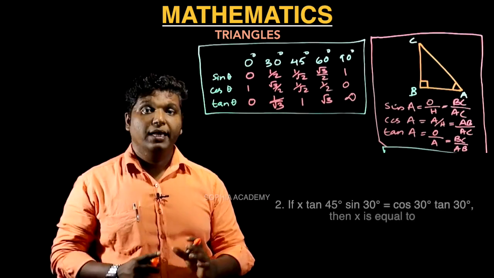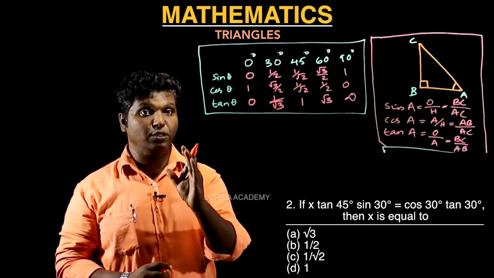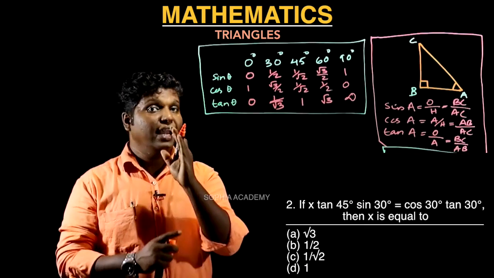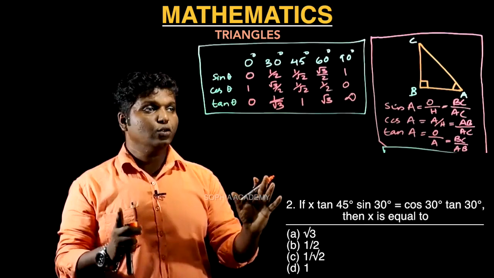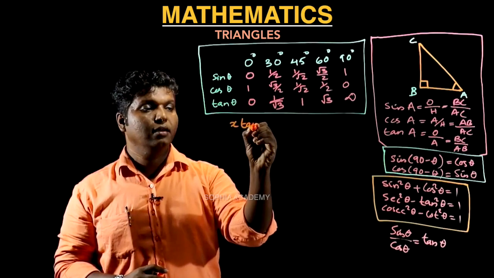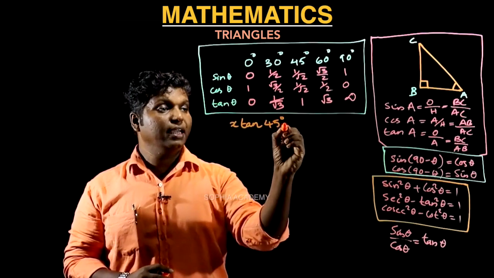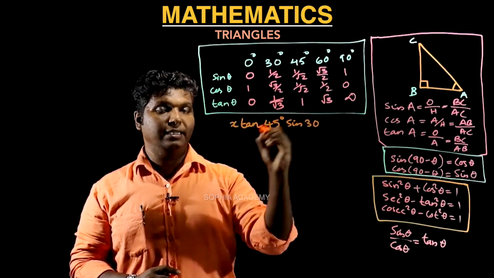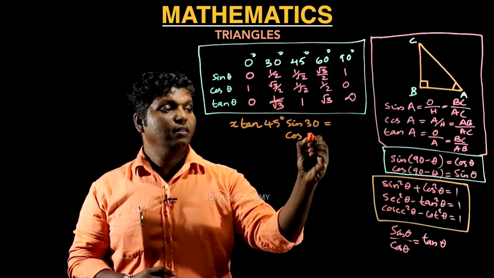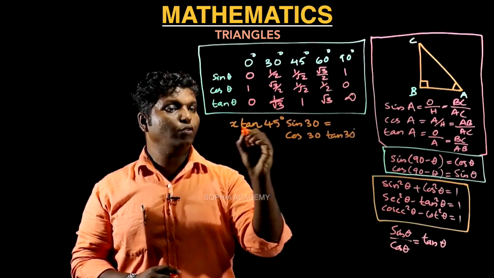Going to the next question. If x tan 45 degree into sine 30 degree is equal to cos 30 degree into tan 30 degree, then x is equal to. Okay, so here let me just write what is given. x tan 45 degree into sine 30 degree is equal to cos 30 degree into tan 30 degree. You have to find the value of this x.